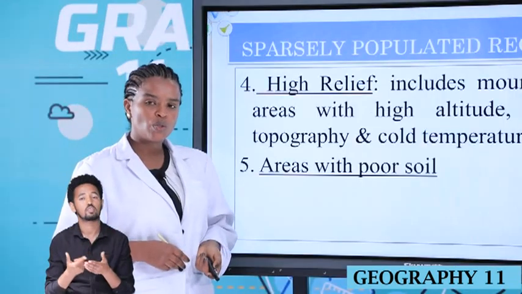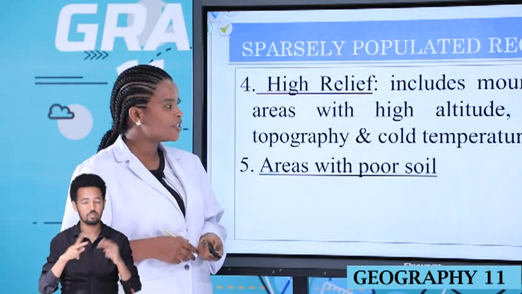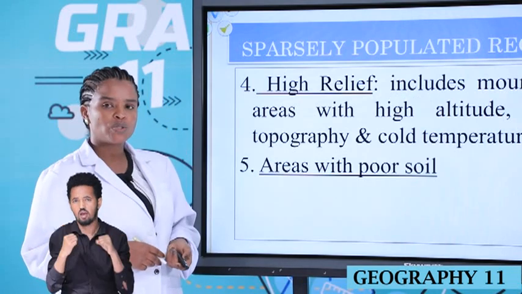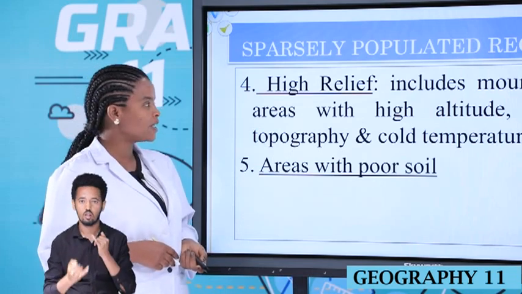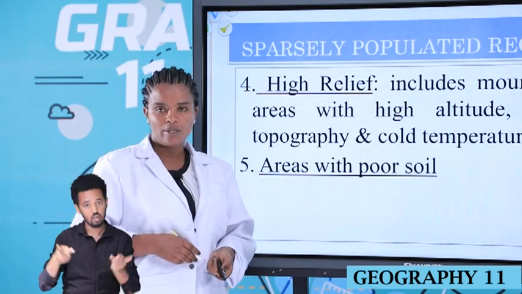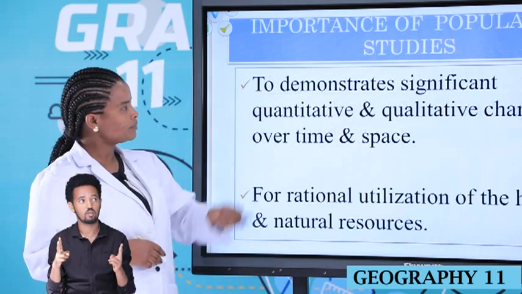High relief areas are not suitable for settlement, and also the temperature is very cold. Because of this, these areas are not suitable for settlement. And the last sparsely populated region is areas with poor soil. In these areas we find very few people.